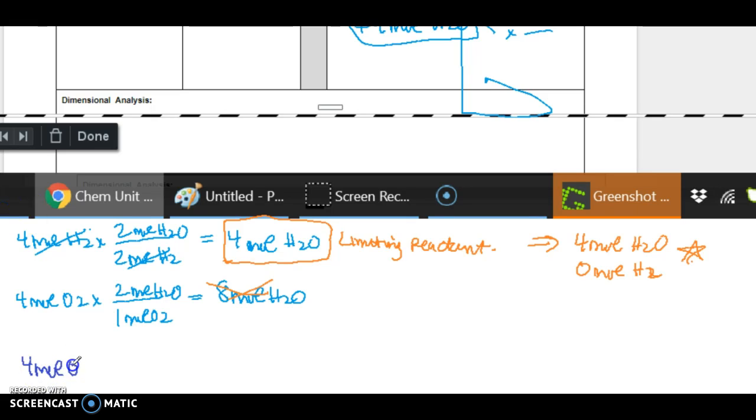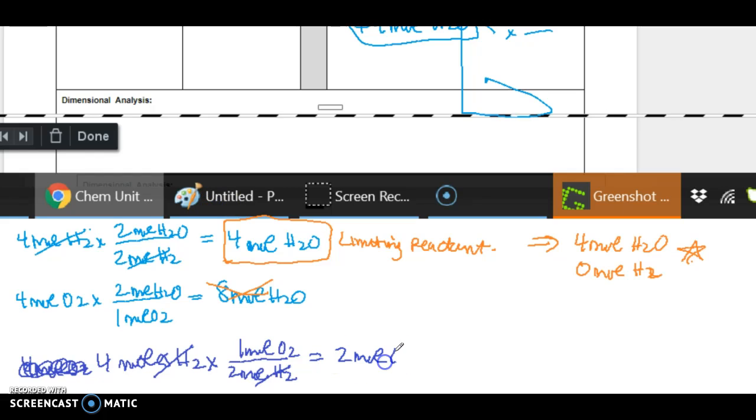If I start with 4 moles of hydrogen, because that's the one that's getting used up, I want to see how much oxygen that is. So 2 moles of hydrogen, 1 mole of oxygen, means there are 2 moles of oxygen that get used. This is probably kind of a bad example now that I'm looking at it. 2 moles of oxygen are used, so that means I'm going to have 2 moles of oxygen left over because I started with 4.